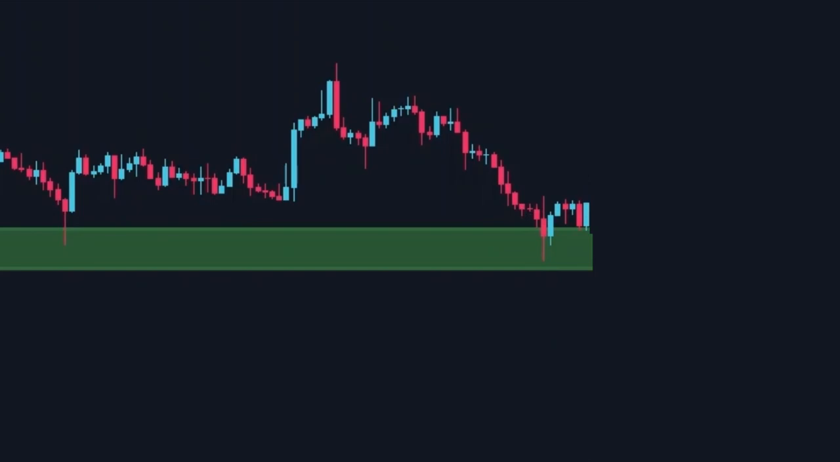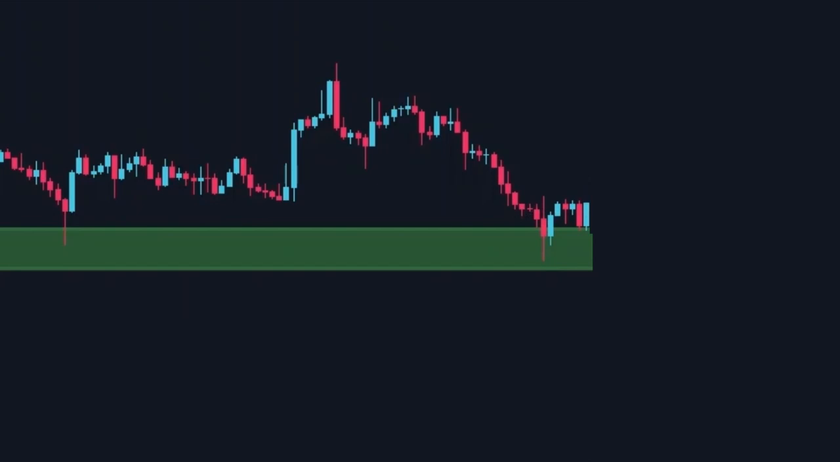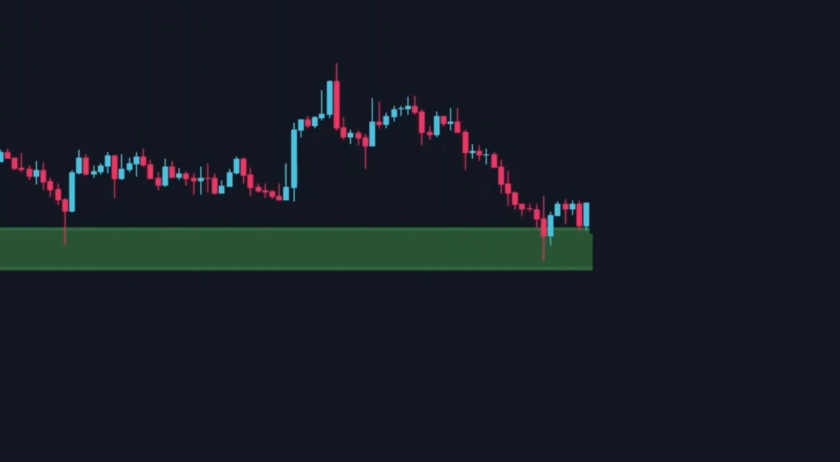That's because these rejection candles are sometimes indecisive. These rejection candles, when the market is in a downtrend, indicate that the sellers are doing profit booking. These candles act as a pause in the downtrend, and that's the reason why you shouldn't trust these candles completely. So here we will wait for the market to make some more candles, which will help us in figuring out the direction in which we should take the trade.